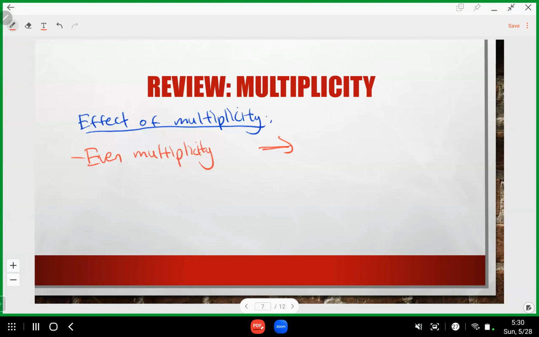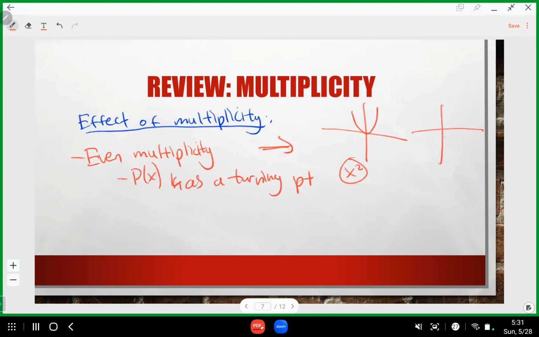What does this actually mean? That means that p of x has a turning point at r. Very good. And that is something like a parabola. You see, it has an even multiplicity, a negative parabola like this. All right, William, what about an odd multiplicity? One arrow goes up, one arrow goes down. Right, so basically all this is saying is that p of x changes sign.